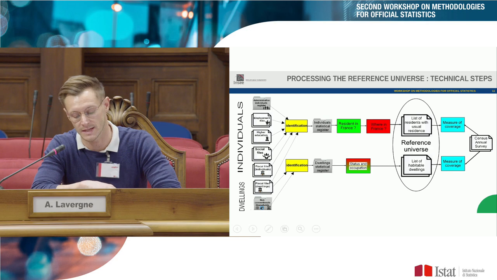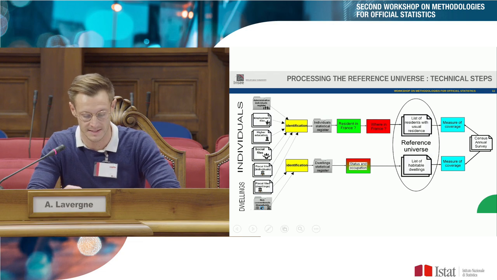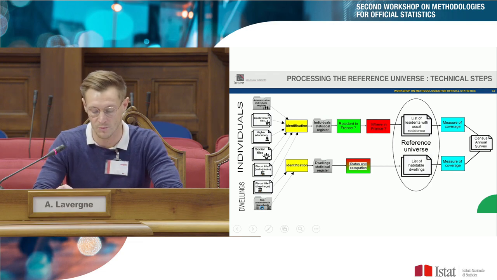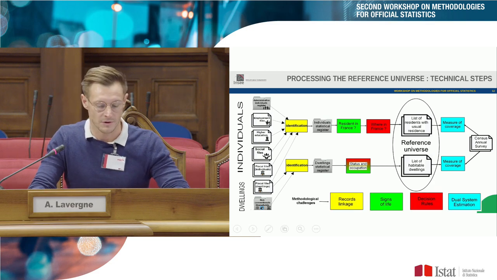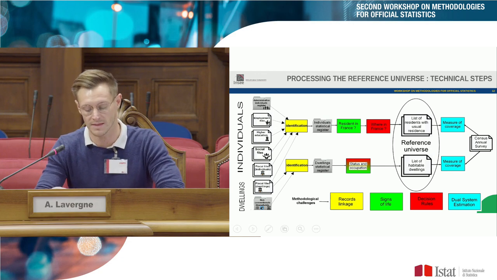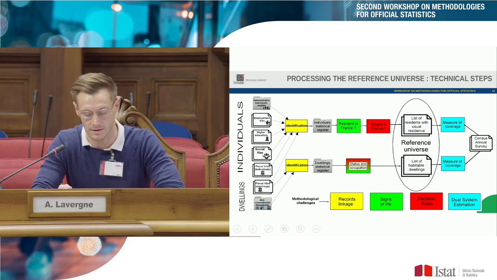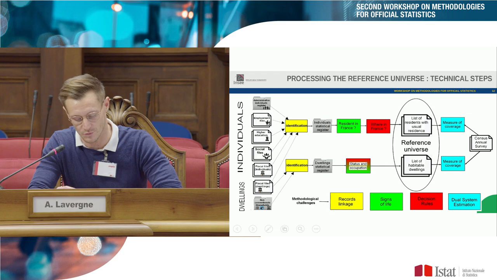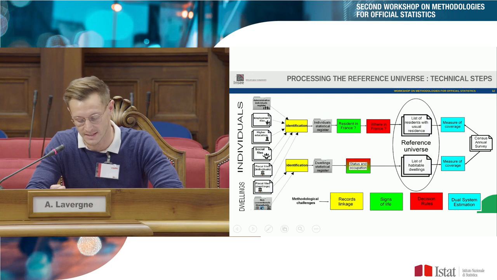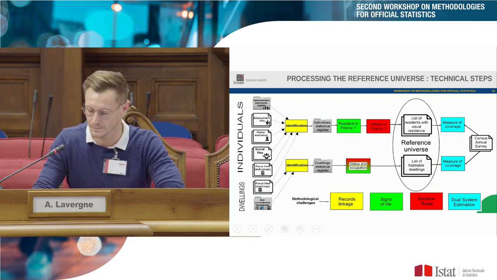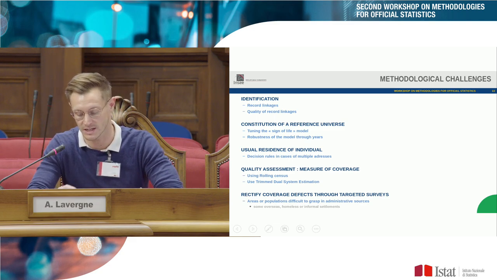To assess the quality of each reference universe, we annually measure the degree of coverage of the registers. And this is done by comparing population estimates using the annual census survey. And for each step, we have several methodological challenges to overcome. First, matching, then the science of life method, then prioritization rules, and finally, the dual system estimation method to assess the quality.